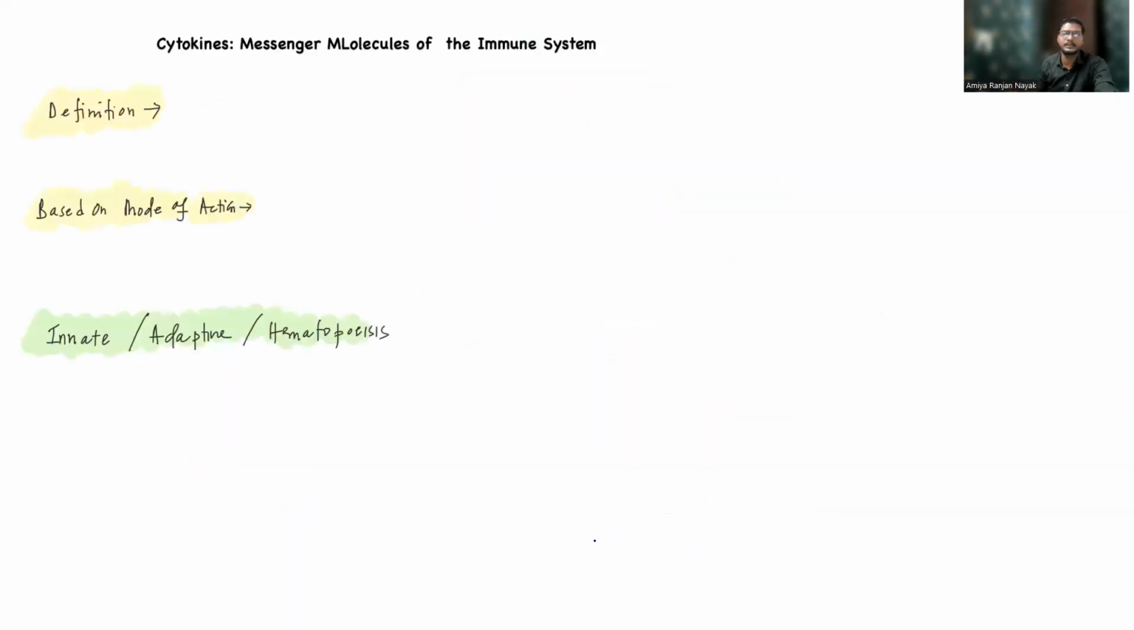So this is about the MHC molecules. A little bit about the cytokines. Cytokines are known as messenger molecules of the immune system. So what is the definition? These are soluble secreted proteins which modulate the immune cells. Immune cells include the lymphocytes, the macrophages, the dendritic cells. So various immune cells can actually modulate various immune cells.